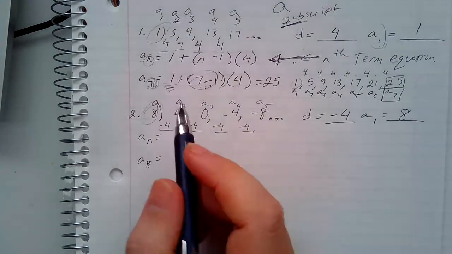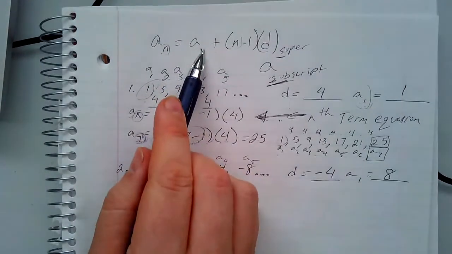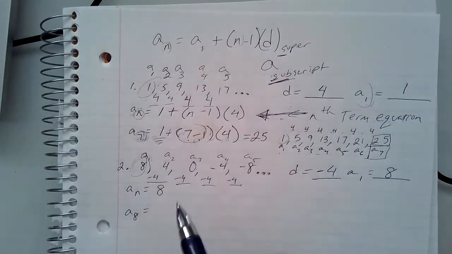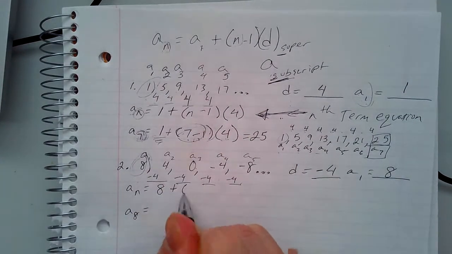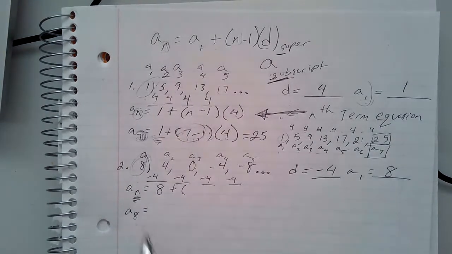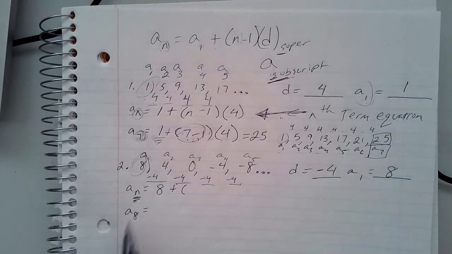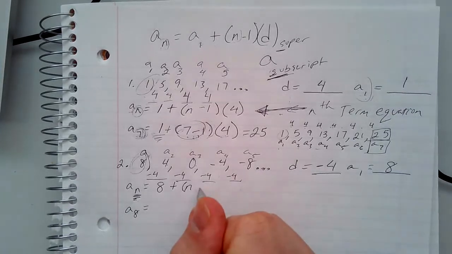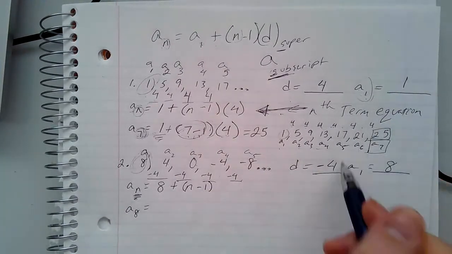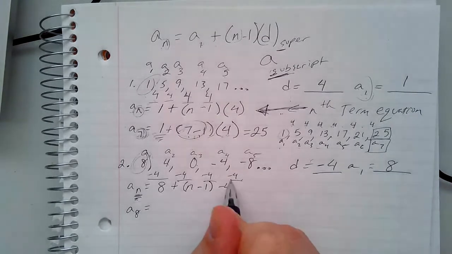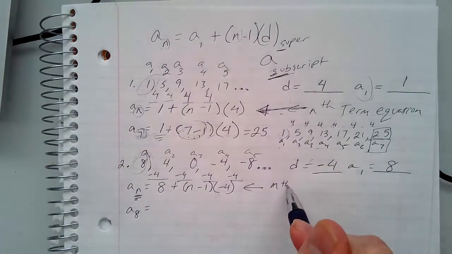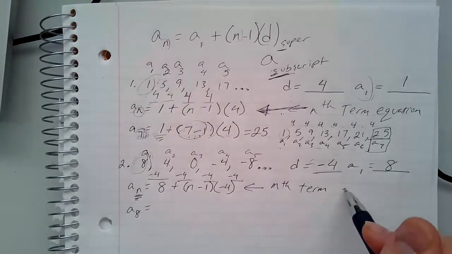So let's create our equation. A sub 1, which was 8, plus n minus 1. Now we have n on the left-hand side of the equation, so we have to have n on the right-hand side of the equation. Minus 1 times our common difference of negative 4. And that is our nth term equation.